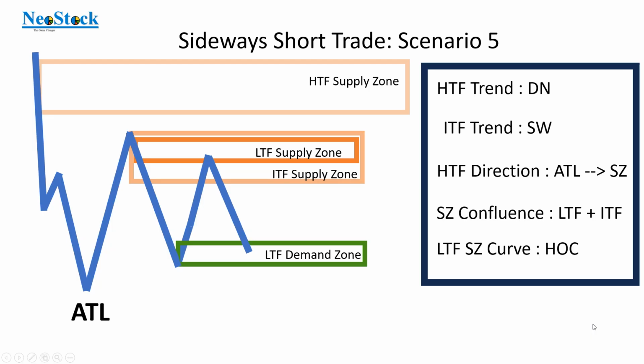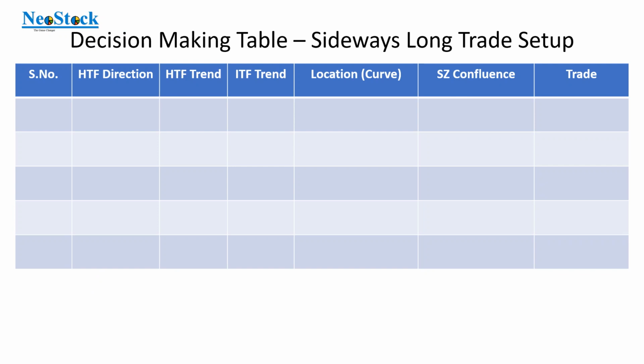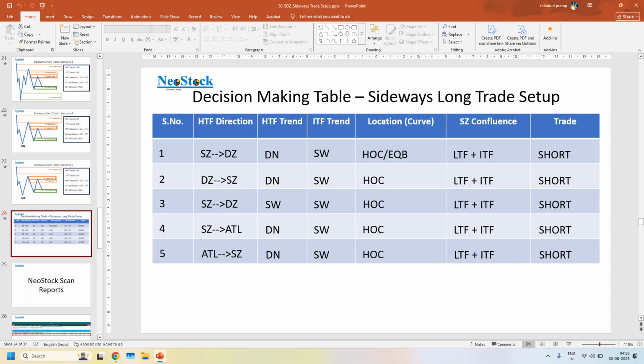Let us quickly look into some examples for the three income trades: monthly income trade, weekly income trade, and daily income trade. Quick examples. Detailed analysis, we will have in a separate lesson on detailed stock analysis. At that time, we will see more examples. Now, quickly, I am showing you how well these short trade setups are working. But before looking at the examples, one more thing I should complete, that is the decision making table for sideways short trade setup. Sorry for the mistake.